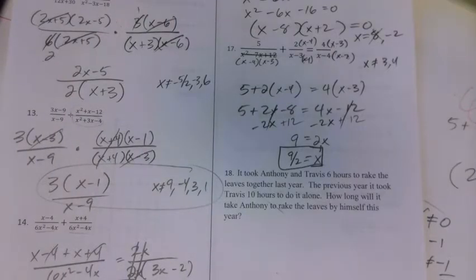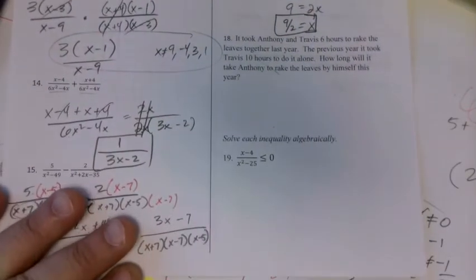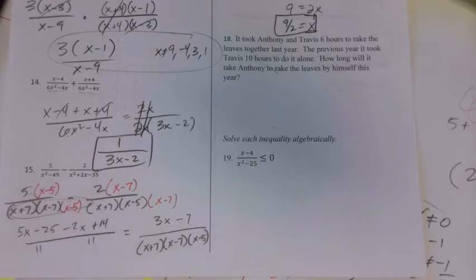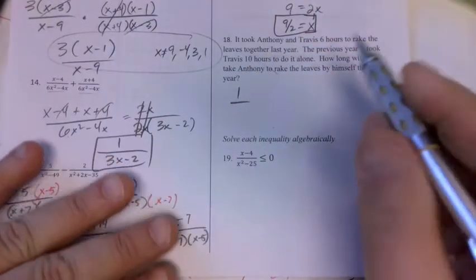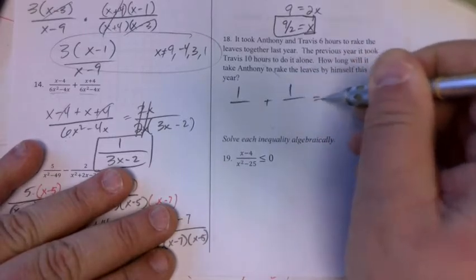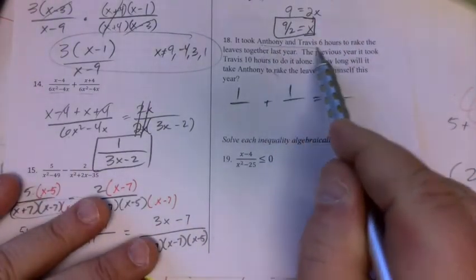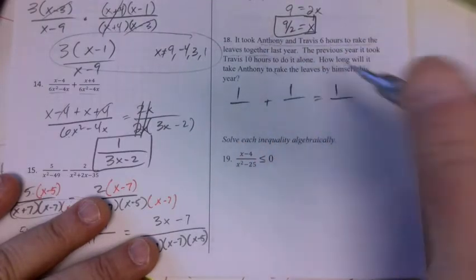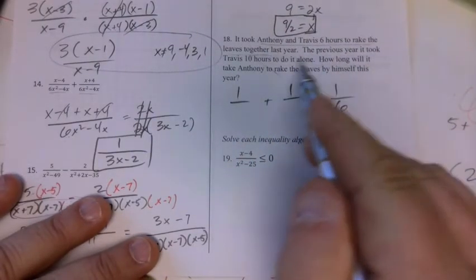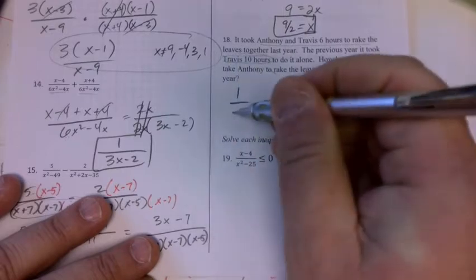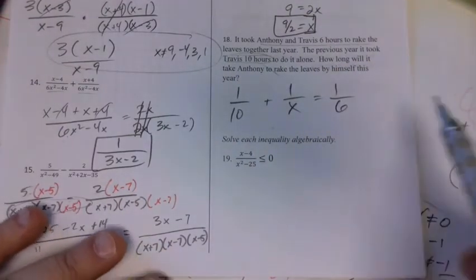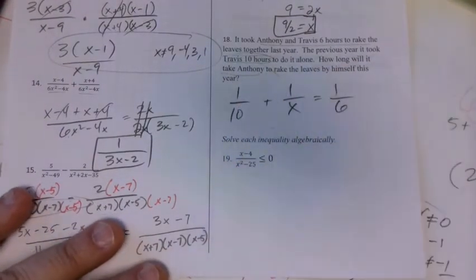Cool. Okay. Now, work problems. There's been one on all the tests, right? So the model here, remember, is 1 over the time alone plus 1 over the time alone equals 1 over the time together. So if I go 1 over plus 1 over equals 1 over, I know it's going to look like that. I'm going to set it up. It took Anthony and Travis 6 hours to rake the leaves together. That's a together time. So that goes here. The previous year took Travis 10 hours alone. So that's 10, which means my x has got to go there. And that's going to be the time it takes Anthony to do it by himself.